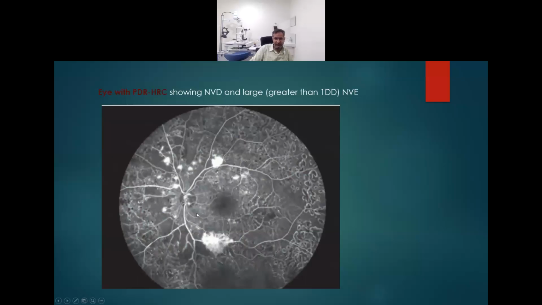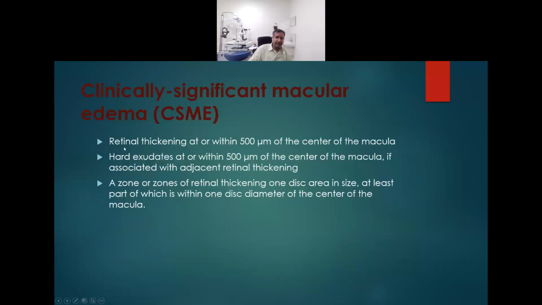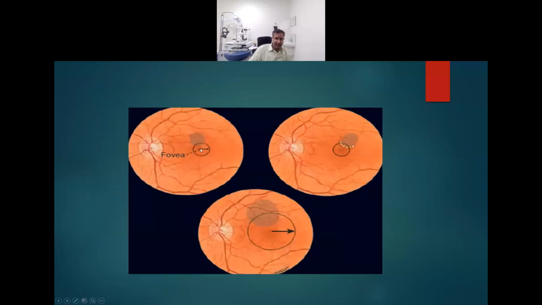Here also, and this is the late photograph, and these black spots along with the white edges is the old photocoagulation mark. What does CSME mean? Retinal thickening at or within 500 microns from the foveola.